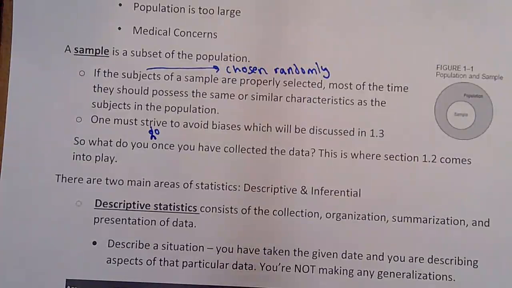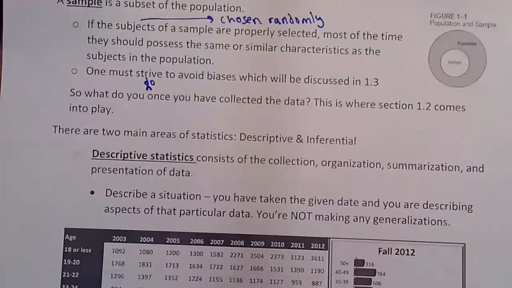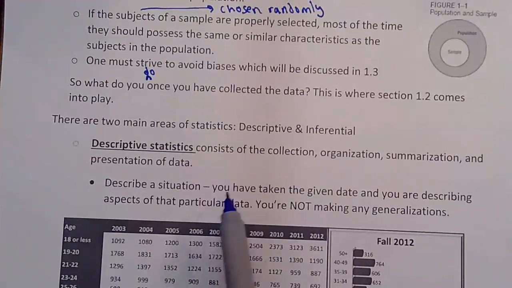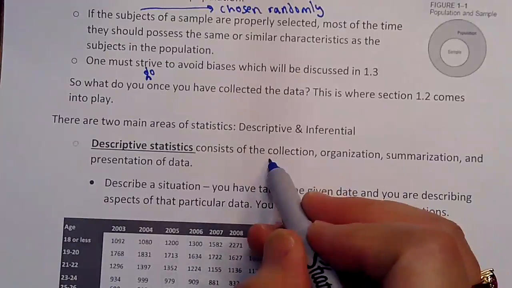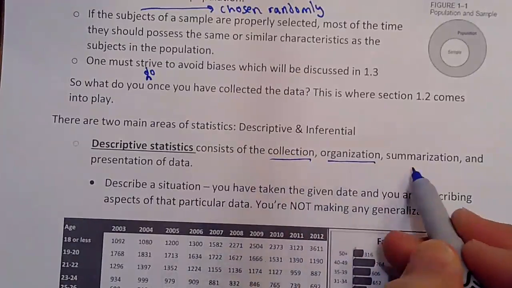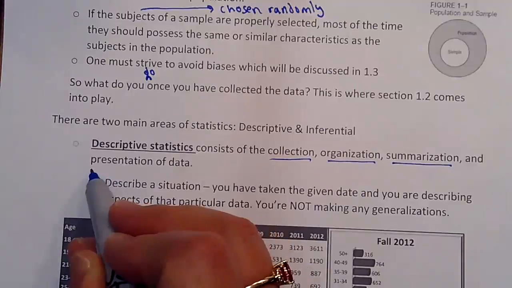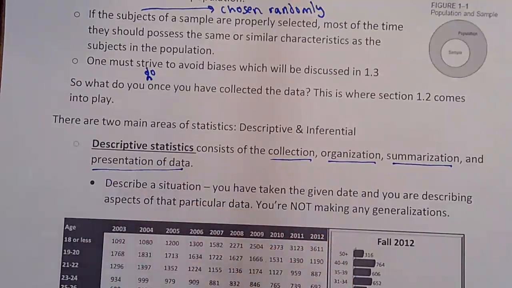There are two main areas of statistics, okay, descriptive and inferential. Okay, so descriptive consists of the collection, the organization, the summarization, and the presentation of your data, okay, which is important. That's one of your main definitions, okay.